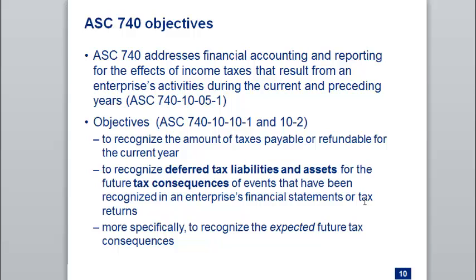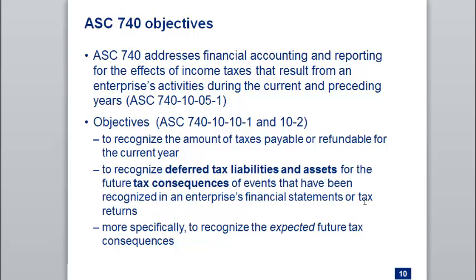But the second bullet here, where it says objectives, this is straight out of ASC 740. And what it basically says is, the main objectives for ASC 740 is to first accrue the tax you owe. So accrue a liability if you owe tax, accrue a receivable if you're owed money. So those are balance sheet accounts, right? Put a liability up and put a receivable up.